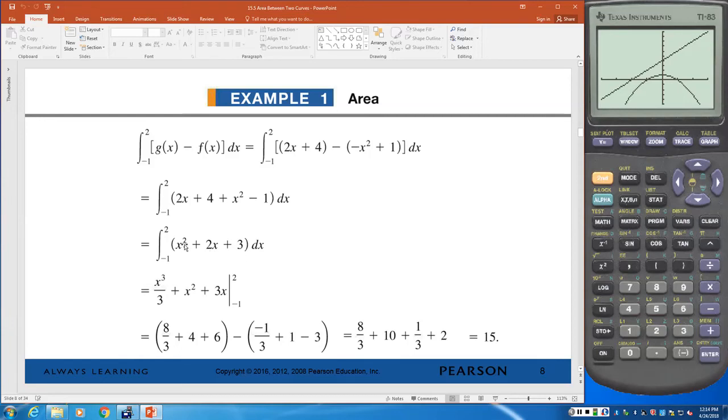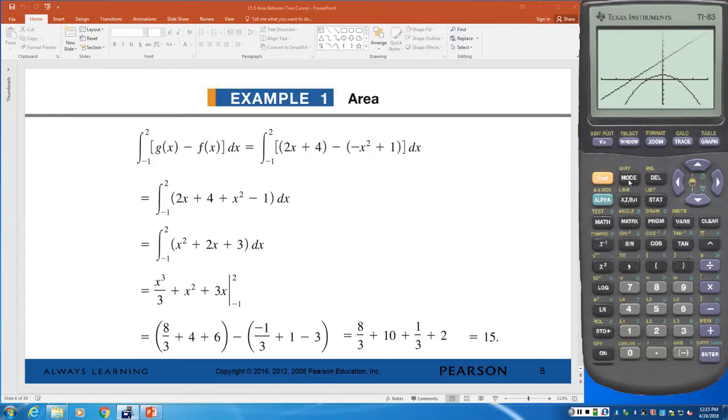So for x squared, add 1 to your power, that makes it 3, and then divide by that power, so that's x to the third over 3. And then with 2x, you add 1 to the power, making that 2x squared, and then you divide by 2, which means the 2 in front of the x is going to cancel out, and you wind up with just x squared. And then 3, the integral of any constant is always that constant times x. So the integral of 3 is 3x. And then we're going to evaluate at 2 and at negative 1, and we're going to come up with the answer, which is 15.